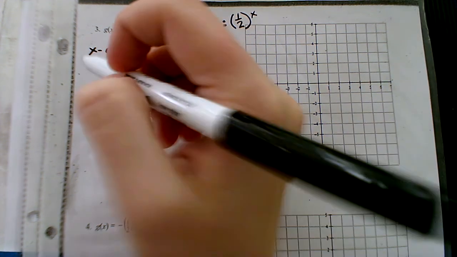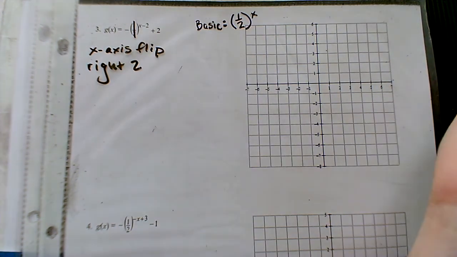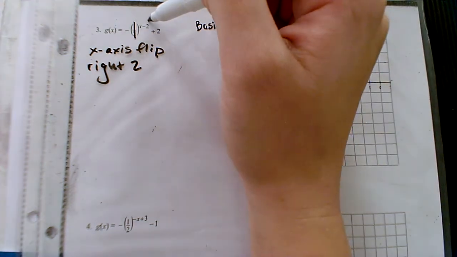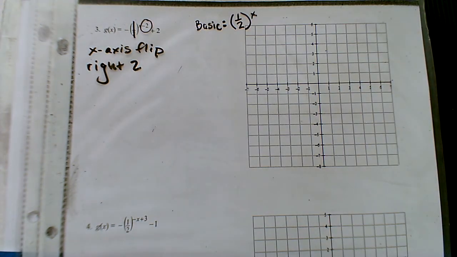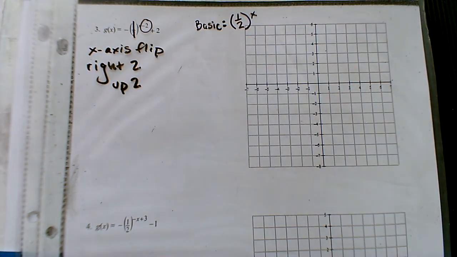Good, Alicia? Right 2. Right 2, which one were you looking at? Because there's 2 2's in there. Oh, the exponent. Okay, so right 2 is in the exponent spot. What about the 2 on the end? Good, Caitlin? Up 2. Good. All right, I'd say that's pretty good.